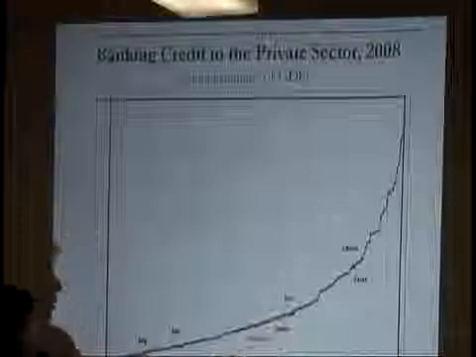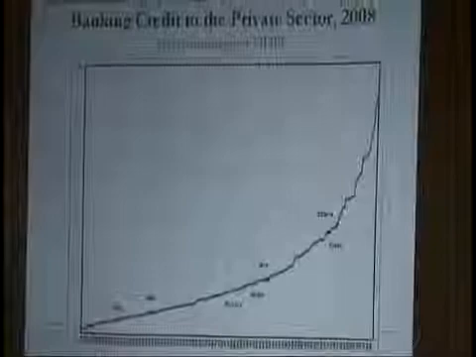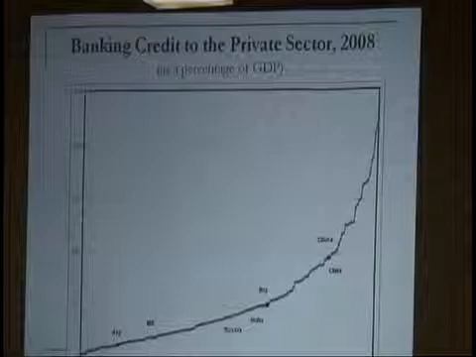So Mexico is well below all these countries in terms of financial development. What that means is that the banks in Mexico are not lending money to the private sector, or are lending very little. The financial system in Mexico is as developed as that of an African country, which are much poorer than Mexico.